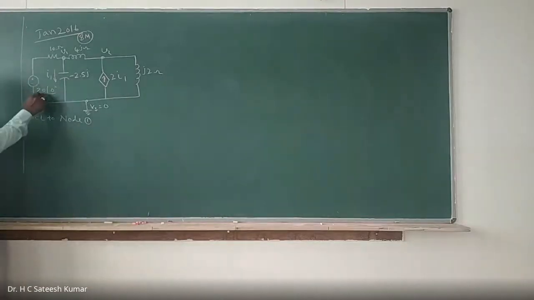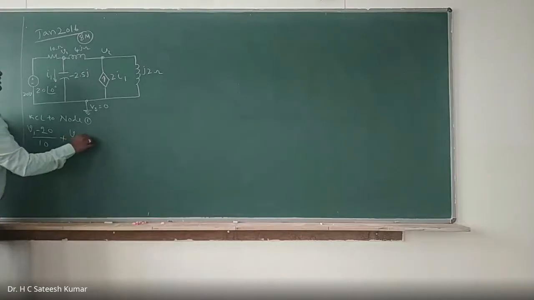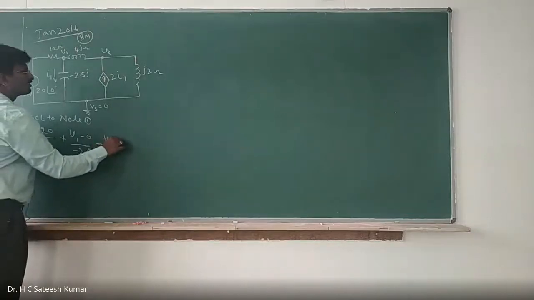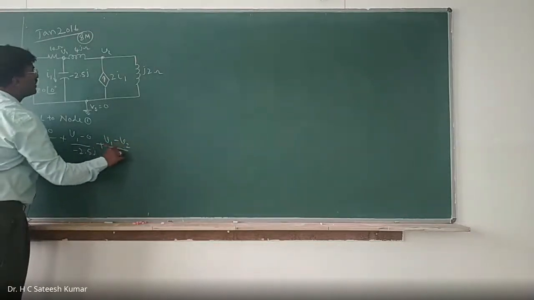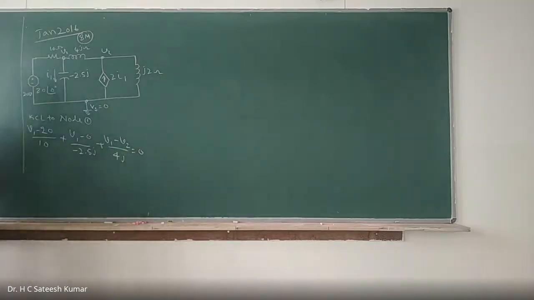This 20 is nothing but 20 volts, 20 at an angle of 0. V1 minus 20 divided by 10, plus V1 minus 0 divided by minus 2.5j, plus V1 minus V2 divided by 4j, is equal to 0. This was the equation.